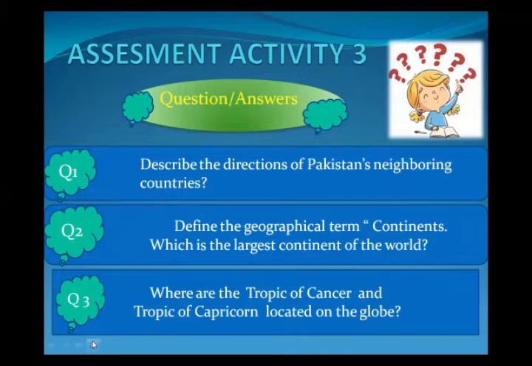Dear students, you know well that Pakistan shares its border with 4 neighboring countries. India is located in the east of Pakistan. Iran and Afghanistan are situated in the west of Pakistan. And finally, China is to the north of Pakistan. Which sea is located in the south of Pakistan? Yes, Arabian Sea is situated in the south of Pakistan.